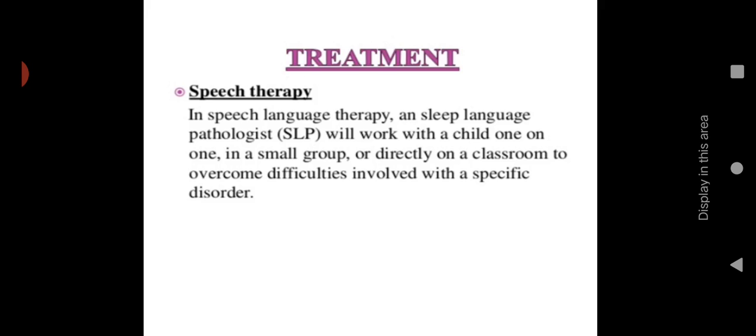They are the ones identifying the speech disorder and giving proper therapy for these disorders. So they will work with the child one on one. One on one means individual, or in a small group, or directly in a classroom. These are the three main types of interactions they are doing with speech disorder children. Either they will interact individually on a one-on-one basis, or in a small group, 4 or 5 people together, or in a classroom. This helps to identify the specific disorder, and also they are giving training for these disorders.